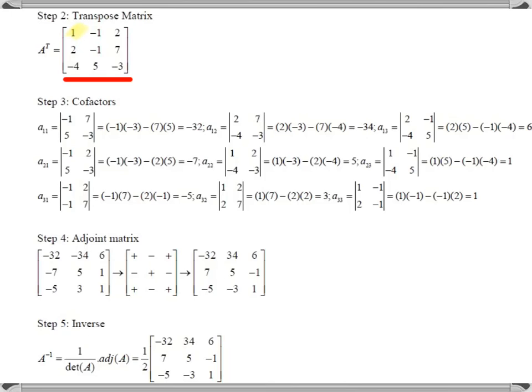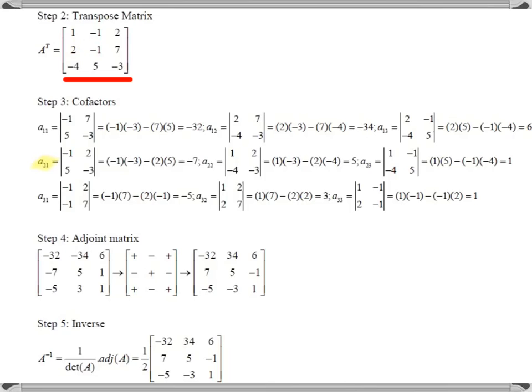The 11 stands for row 1, column 1, basically. For example, A21, what would that stand for? It would stand for row 2, column 1. So row 2, column 1 would be here, number 2. So A21 would be the cofactor of 2.